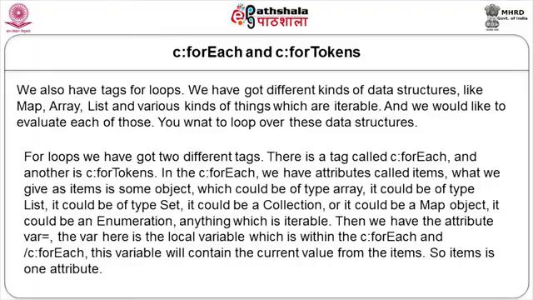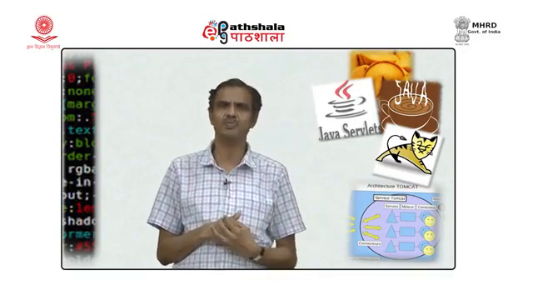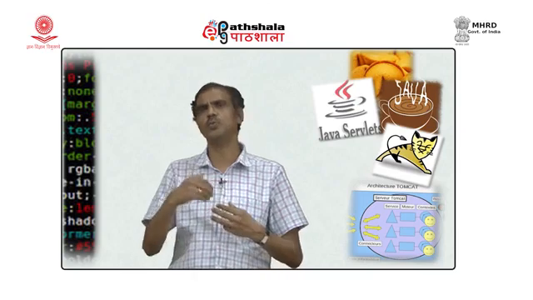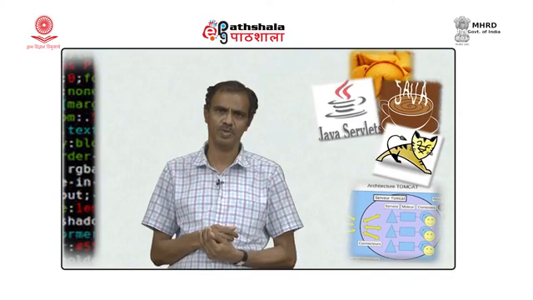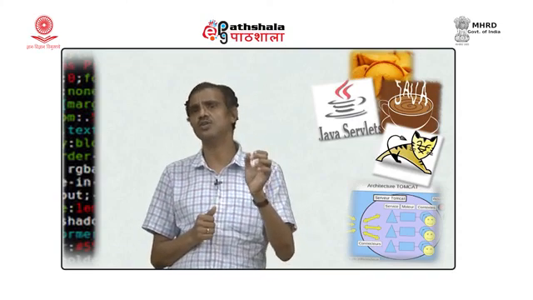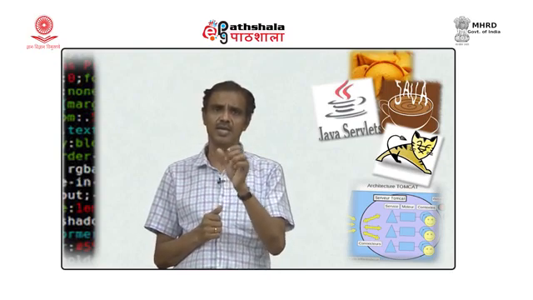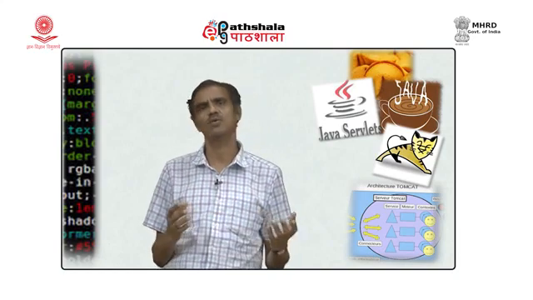These are the conditional ones, but then we also have the loops. You have a map, an array, or different kinds of things which are iterable, and you would like to loop over them and evaluate each one. So you have a body over which you would like to loop. For that we have two different tags: c:forEach, and another one, c:forTokens.